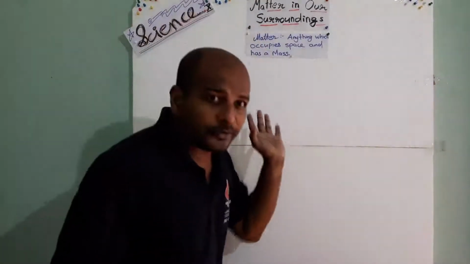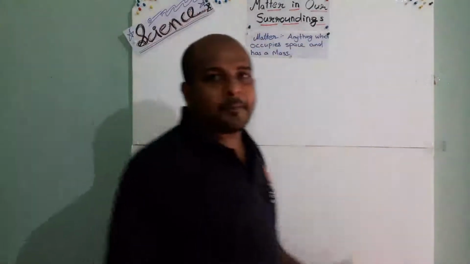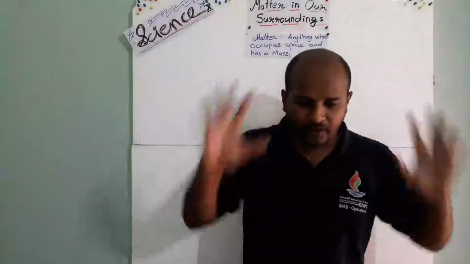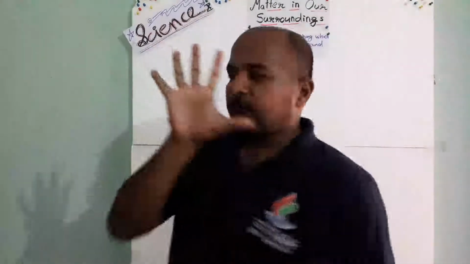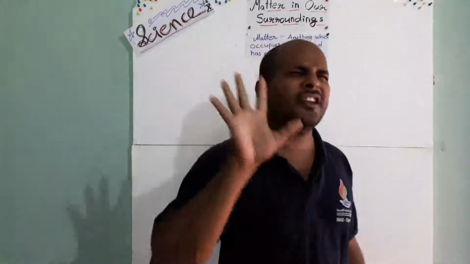Now we are going through the chemistry part. So matter is anything which occupies a space and has a mass. It is called matter. So I will give you 5 seconds and you tell me 5 examples. Any examples for matter?